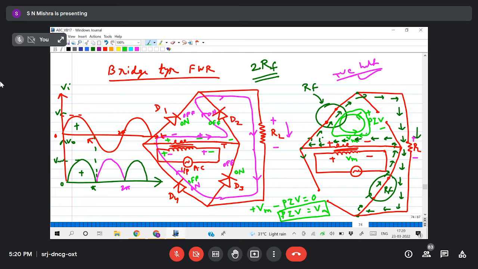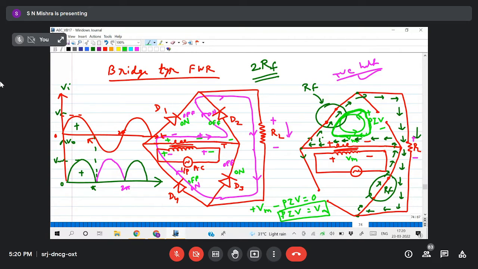Current is flowing in this input transformer as VM. So if I'm moving from here, then across the short circuit, current is 0, voltage is 0, then open circuit PIV, and again I am moving to that same point. So it is a loop, no need to go through RL, because to apply KVL we need a loop. Okay, so plus VM minus PIV equals 0, so PIV equals VM.